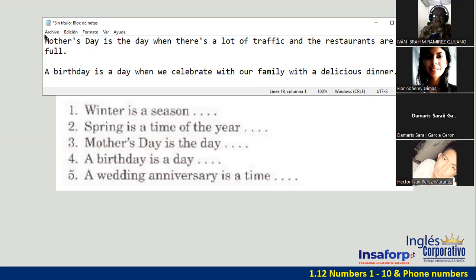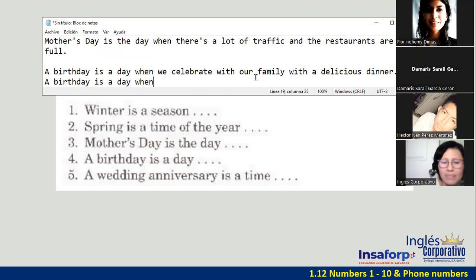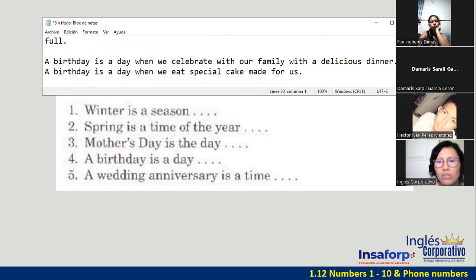Flor Noemi, a birthday is a day when? A birthday is a day when we eat a special cake. Okay, a birthday is a day when we eat special cake. Special cake made for us, ¿verdad? Hecho para nosotros, made for us, okay? Next, Damaris.